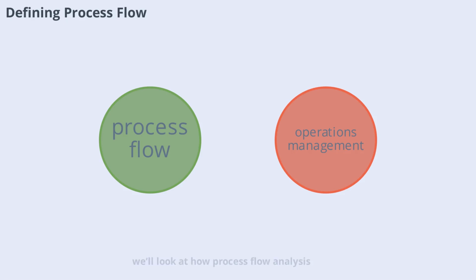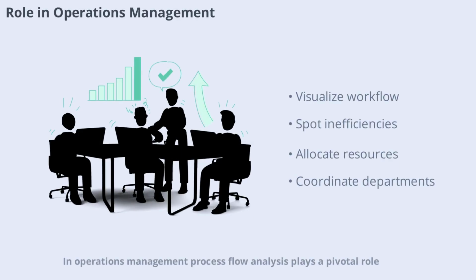In the next scene, we'll look at how process flow analysis fits into the broader context of operations management. In operations management, process flow analysis plays a pivotal role. It helps managers visualize the entire workflow from raw materials to finished products or services. By mapping out each process, managers can spot inefficiencies, allocate resources more effectively, and ensure smooth coordination between departments. This holistic view is essential for making informed decisions that drive operational excellence.